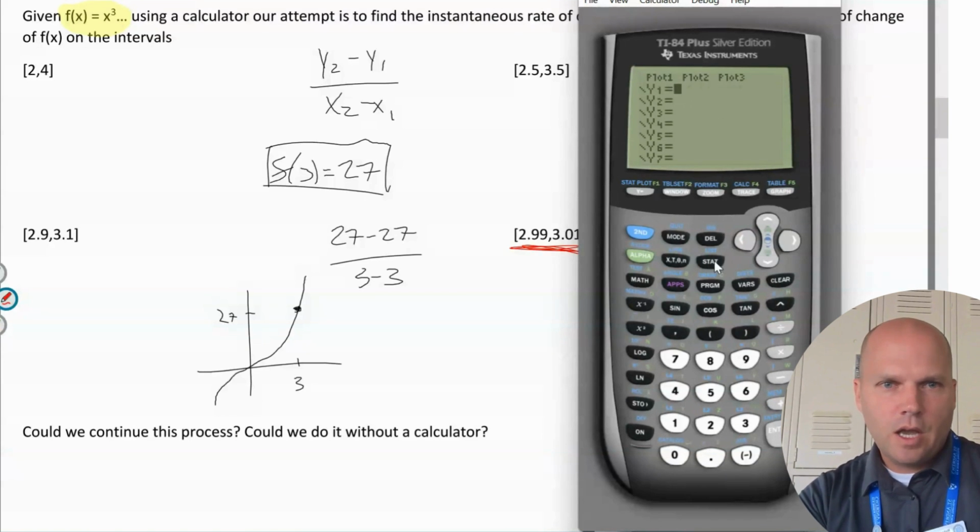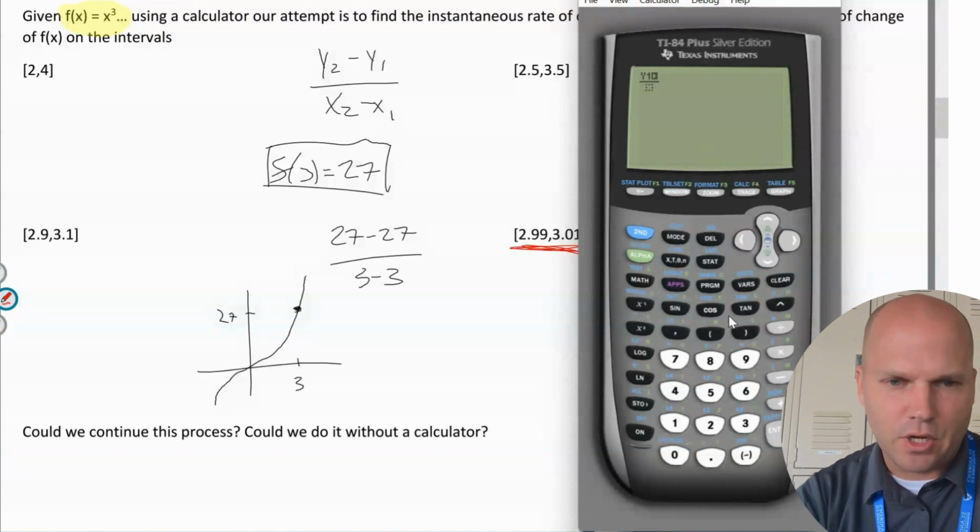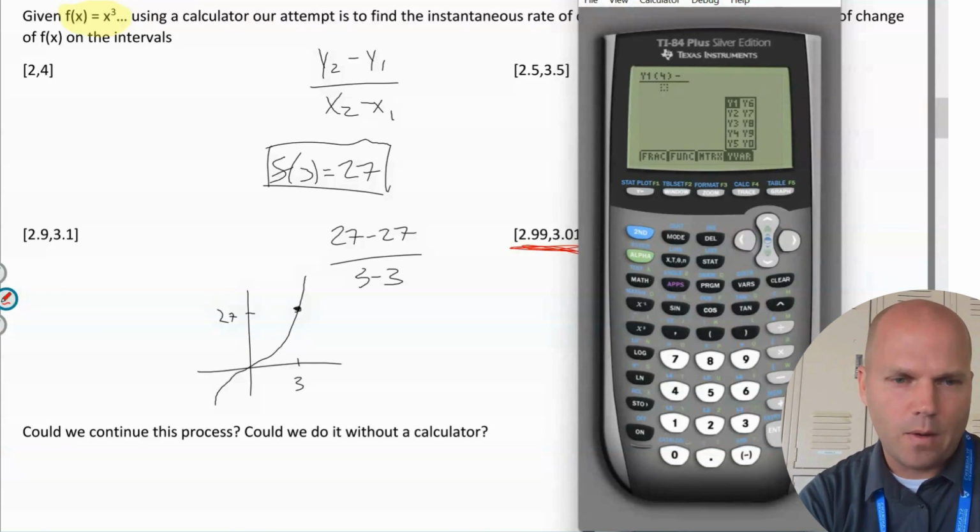I'll show you. I can graph y equals x cubed. And then I can create a quick slope formula where I will use F4. I'll be able to plug in values into this to get a y2 minus y1.